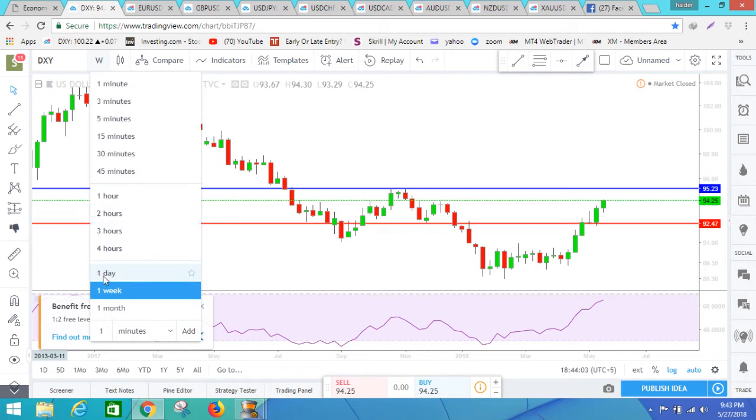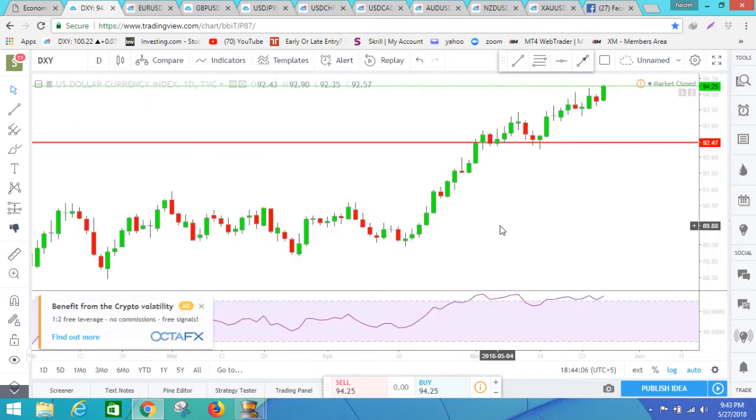I will show you the daily time frame for the US dollar. Here you can see it's all the way up, though on Friday I was expecting it would come down, but it didn't, and it's still up. So hopefully this week is again very good for the US dollar.